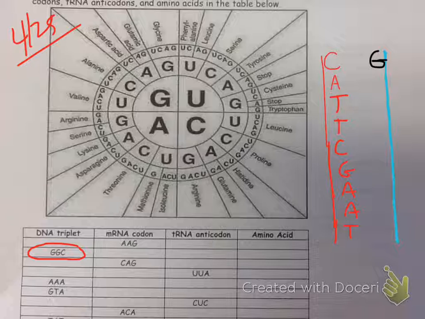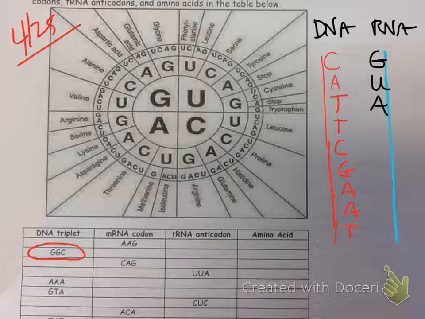Apples grow on trees. You like apples. Get it? So when we're doing this, this is our DNA and this is our RNA. What pairs to T? A. Okay, so A. What pairs to C? G. What pairs to G? C, U, U, A. That's our strand of mRNA.